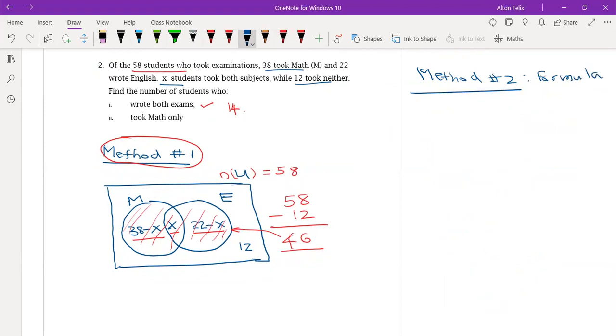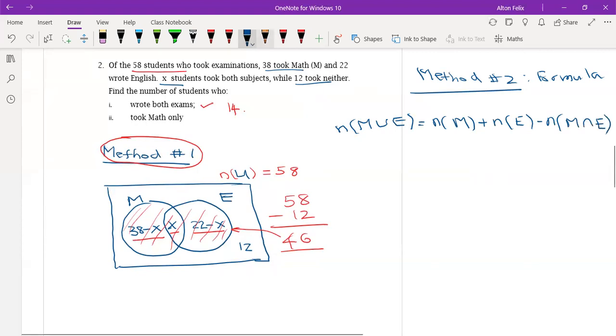So this formula is in terms of the sets M and E. M union E, the number of members in this set, is equal to the number of members in M plus the number of members in E minus the number of members in M intersect E. So let's see if we can get that information now. M union E refers to the entire set M and E, and we did see the number of members in that set. It's right here, it's 46, so we put 46 here.